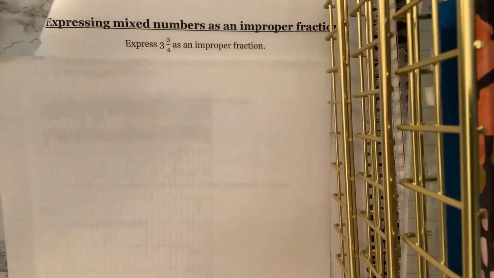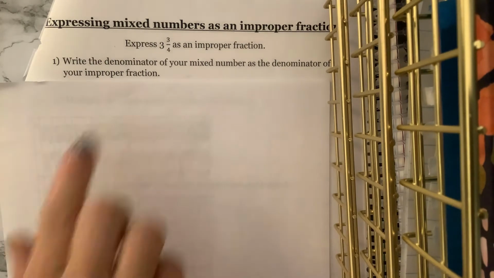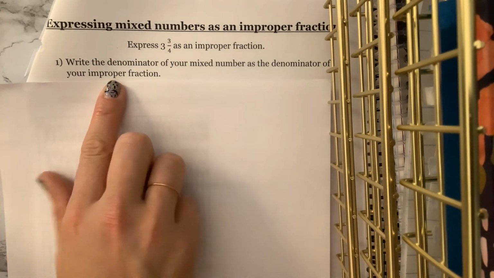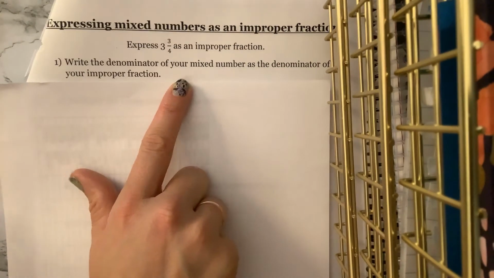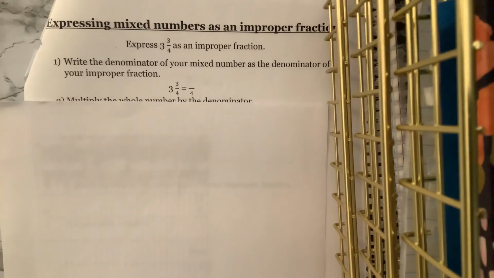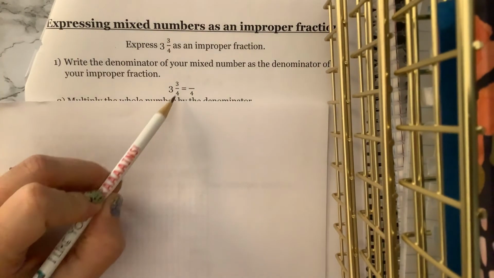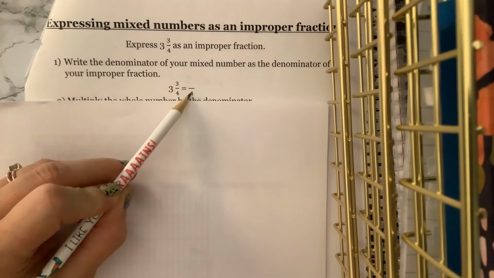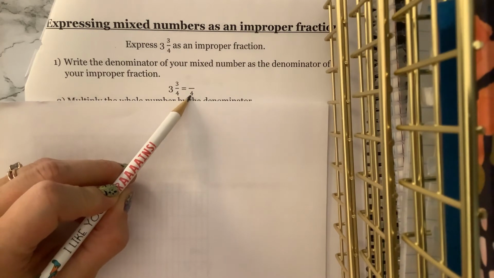So our first step here is to express 3 3/4 as an improper fraction. Step 1 tells you to write the denominator of your mixed number as the denominator of your improper fraction. So you're going to take that denominator and it's going to go into your improper fraction. So 3 3/4, ultimately our denominator should be fourths. So we're going to write fourths.